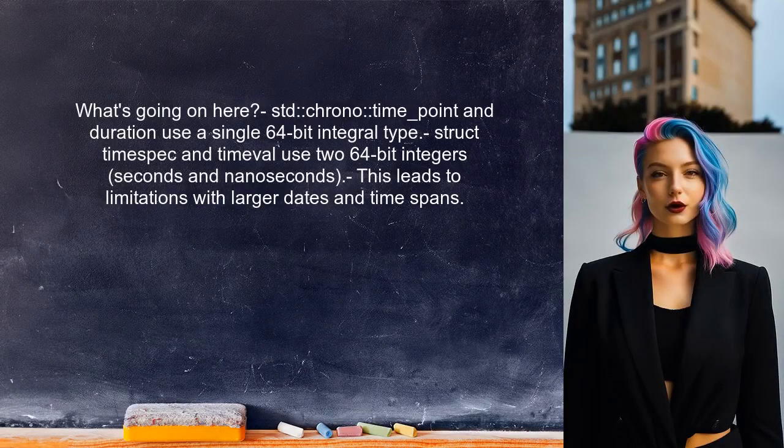So what's going on here? The issue arises because chrono time point and duration classes use a single 64-bit integral type for storage. In contrast, struct timespec and timeval utilize two 64-bit integers, one for seconds and one for nanoseconds. This difference can lead to limitations when dealing with larger dates and time spans.